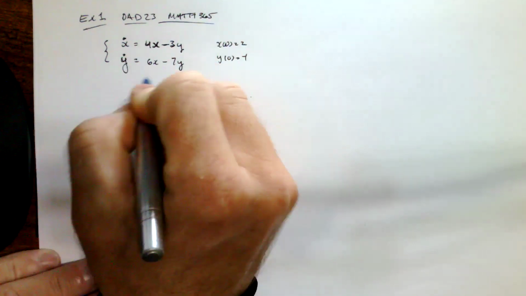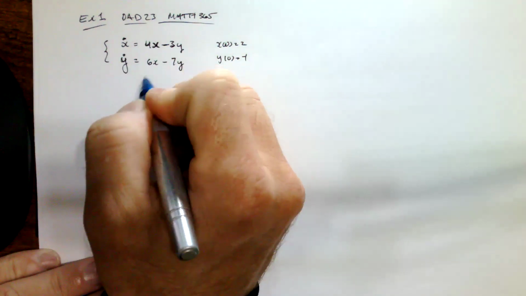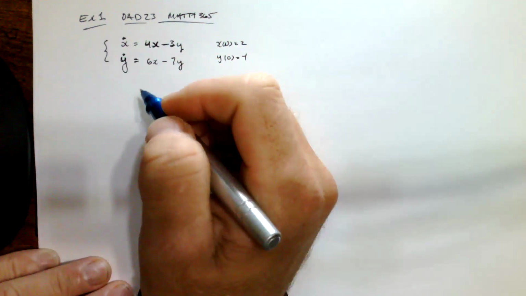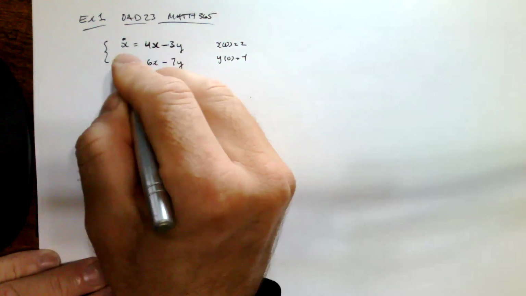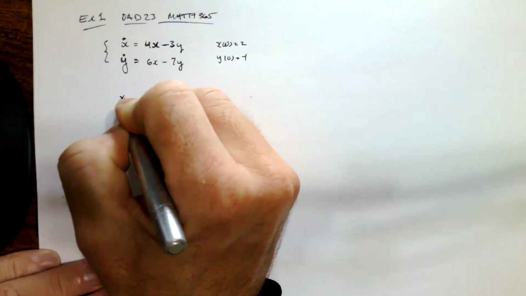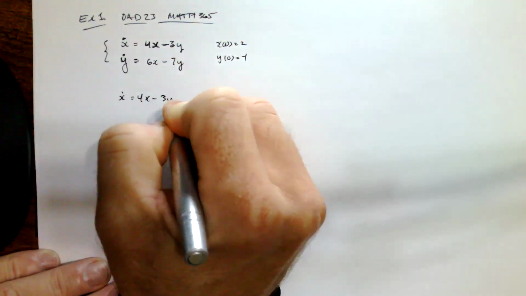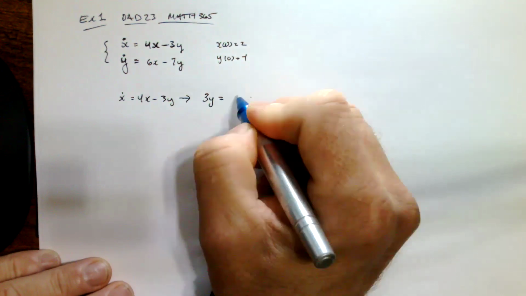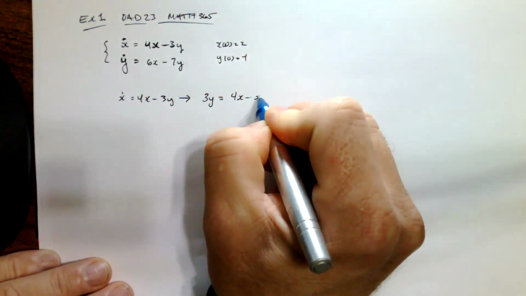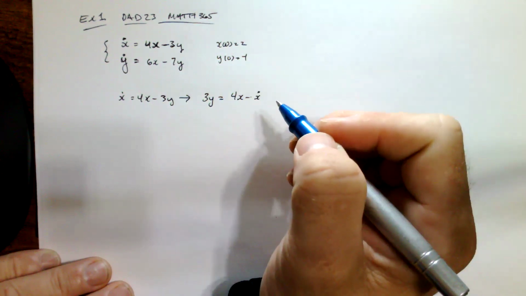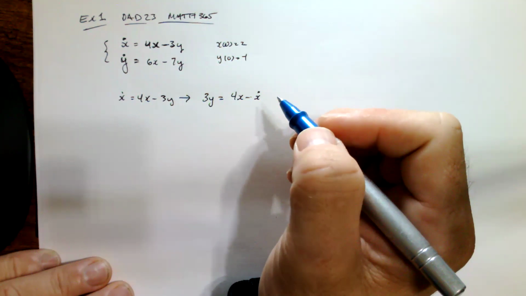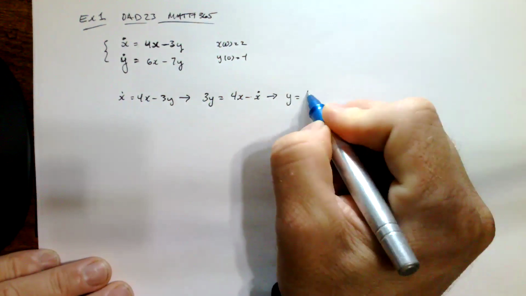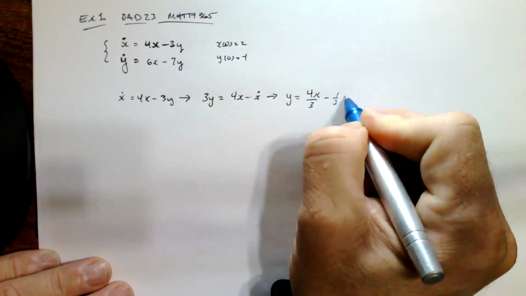So let's convert this from a system to a single second order differential equation. Note from the top one, we get x dot equals 4x minus 3y. If I solve that for y, I get 3y is equal to 4x minus x dot, and then that gives us that y itself is equal to 4x over 3 minus 1/3 x dot.